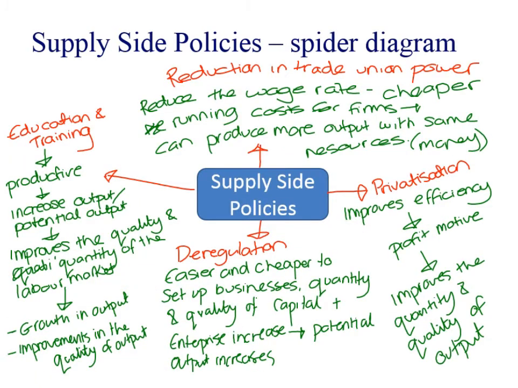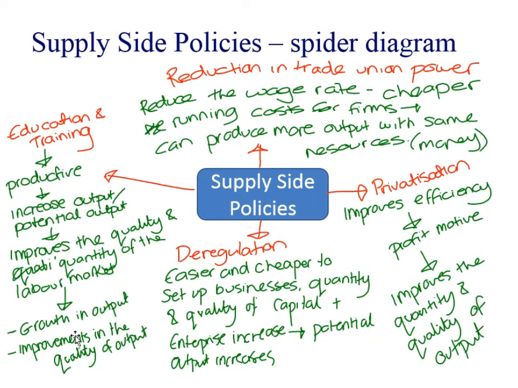So let's have a look at what those policies are. There are absolutely loads of policies, so these are not the only ones. There's loads in the book, so you can read about them. But I usually tell my students to pick a few so that they know them really well and can write about them well. Education and training is a big supply side policy. It makes your workforce more productive. It can also enable people to enter the workforce, so you increase the quantity of the workforce. So hopefully you increase output or potential output, and you have this outward shift of your aggregate supply curve.